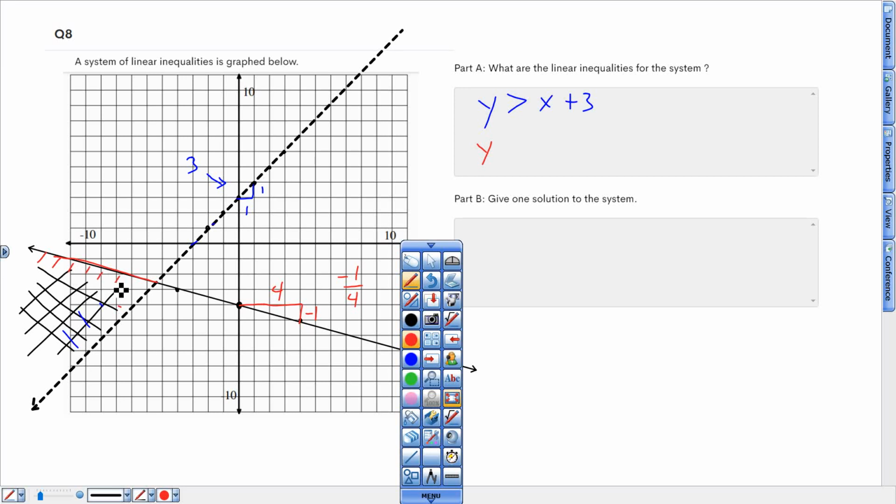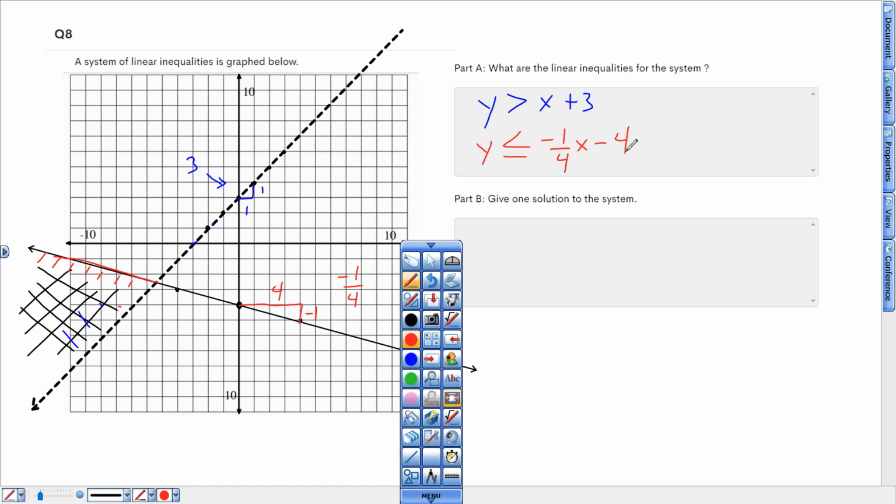The red line is going to be the less than direction, less than or equal to that slope -1/4. Don't forget your x. My y-intercept of -4. Those are my 2 inequalities. y greater than x + 3, dotted line, shade above. The red one y less than or equal to -1/4 x - 4.